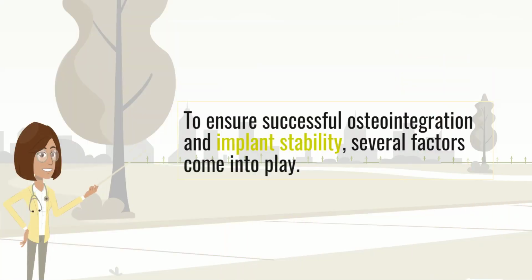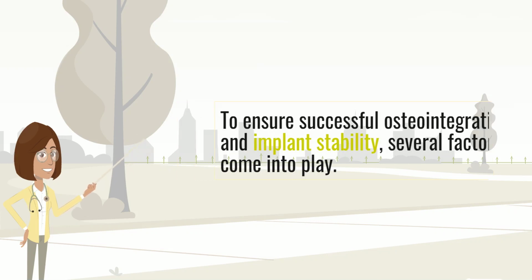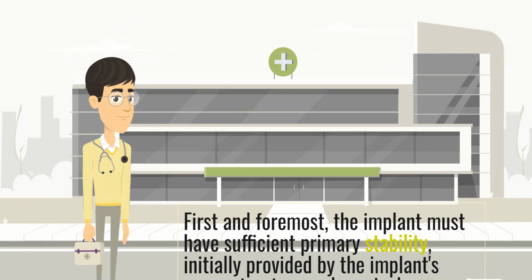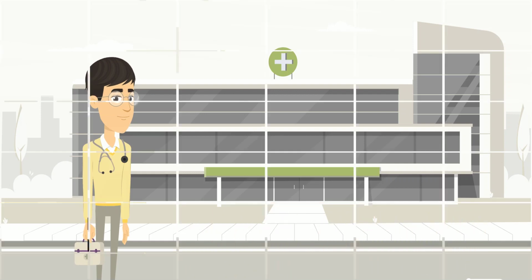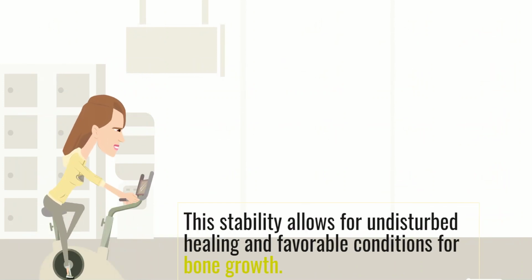To ensure successful osteointegration and implant stability, several factors come into play. First and foremost, the implant must have sufficient primary stability, initially provided by the implant's macrostructure and surgical placement technique. This stability allows for undisturbed healing and favorable conditions for bone growth.